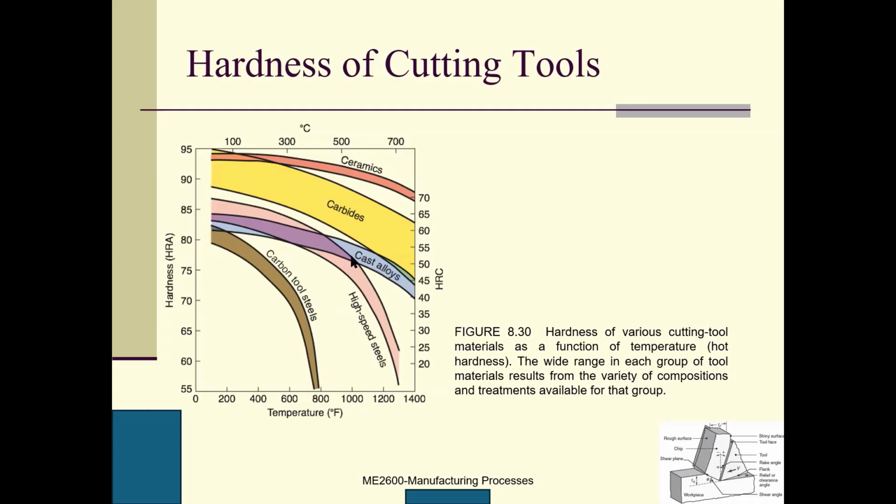If I ask you which one is the best in terms of hardness, I will select carbide or ceramic. Do you agree? You can see these are carbon tool steels. At a low temperature they have decent hardness, but as the temperature exceeds 800, it drops exponentially to a very low value. So this is bad, and we should not use it. Cast alloys we sometimes use because they are relatively cheaper, but ceramic and carbide are commonly used.